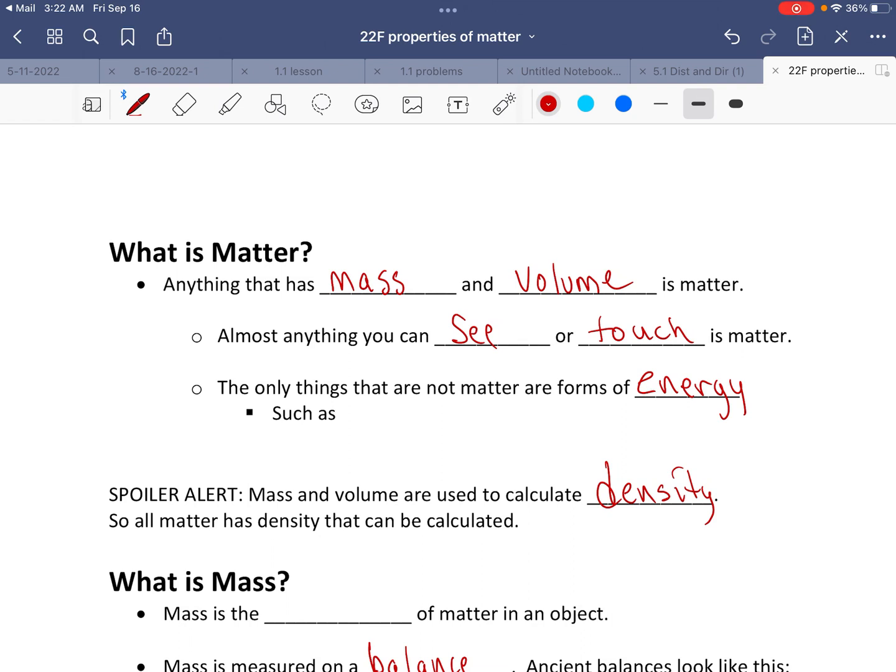And we should probably start with what is matter. Matter is anything that has mass and volume. You could say it takes up space. But taking up space is volume. Almost anything you can see or touch is matter. And the only things that are not matter are forms of energy, such as light and sound.